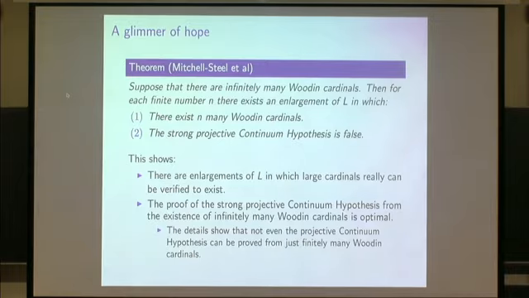It also shows something else, that the proof of the strong projective continuum hypothesis from the existence of infinitely many Woodin cardinals was optimal. You couldn't do it with finitely many. So that's an interesting side. And the details show that even the projective continuum hypothesis cannot be proved from finitely many Woodin cardinals. So the cardinals have a lot of power, but the power is limited. Okay.